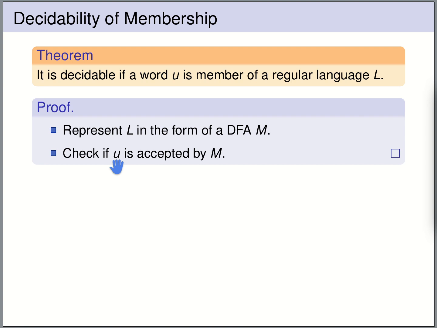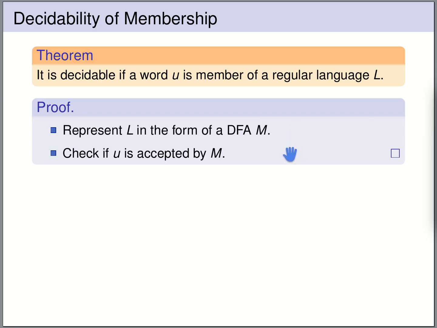So what does the program do? It starts in the starting state and it follows the transitions according to the letters of u. If we end up in a final state, the word is accepted, and otherwise rejected. So a program can easily do these steps.